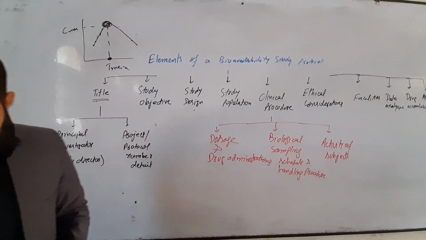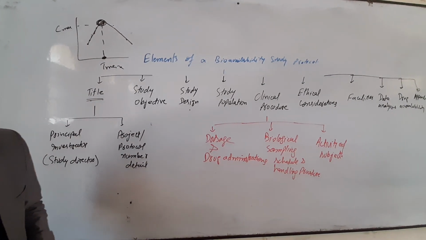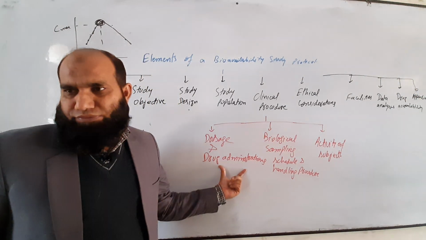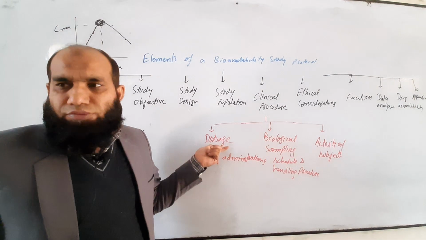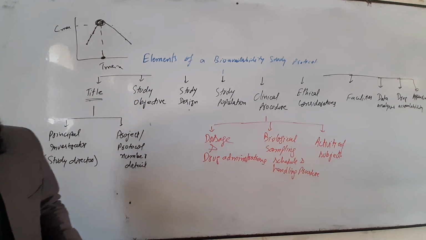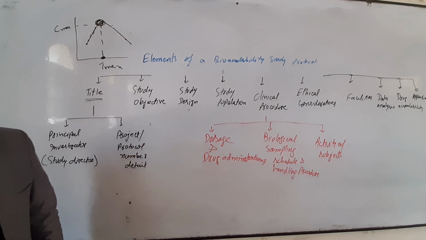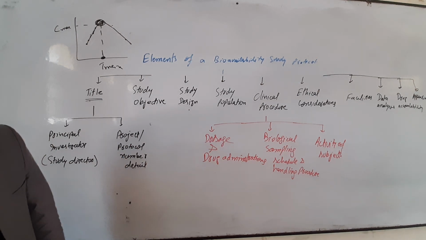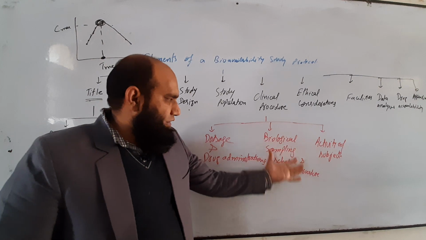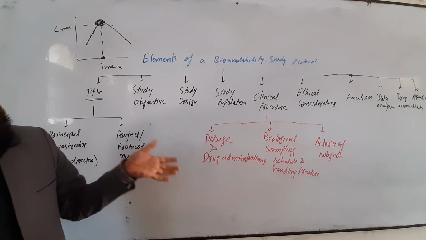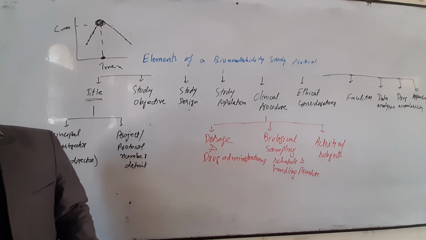Okay, the principal investigator will decide what the drug administration procedure will be, how many doses we will give to the healthy volunteers, and what type of dosage form should be analyzed for the sake of bioavailability studies. And I have already told you about the biological sampling schedule and handling procedure, in which we should be very clear.